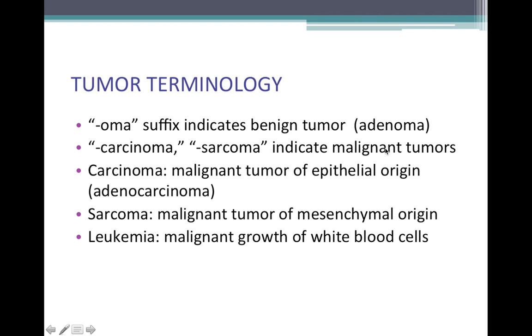So if you've ever heard of an adenocarcinoma, that would be a malignant tumor of epithelial origin. Sarcoma is again a malignant tumor of some sort of connective tissue origin. So we'll talk about lots of different sarcomas which originate from bone marrow later in the class. So sarcomas, like I said, are of connective tissue origin. So they come from mesenchyme, which gives rise to all of the connective tissue in your body. And things like leukemias, which we'll talk about later in the class, are malignant growths of white blood cells.